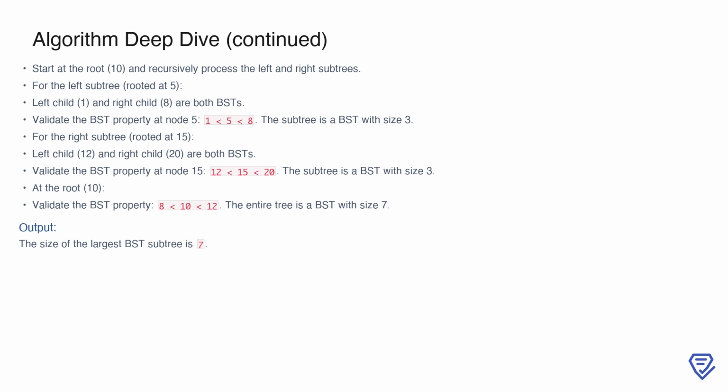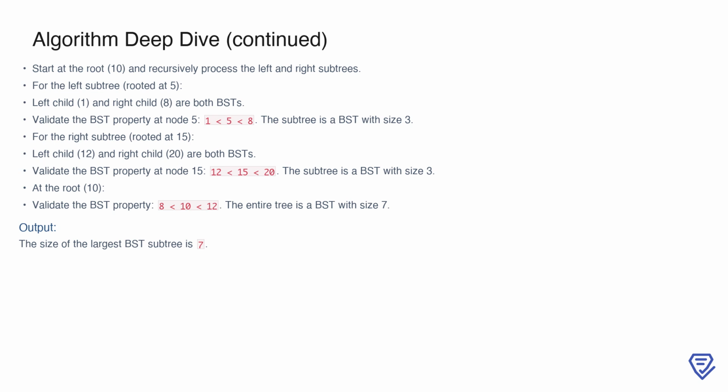For the subtree rooted at 5, the left child 1 and the right child 8 are both valid BSTs. Since the value 5 lies between these child values, the entire subtree rooted at 5 is a BST of size 3. Similarly, for the right subtree rooted at 15, both child nodes 12 and 20 form valid BSTs, and the value 15 maintains BST validity. Thus, this subtree is also a BST of size 3.